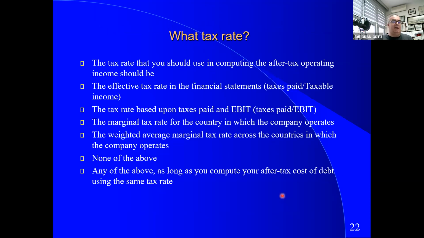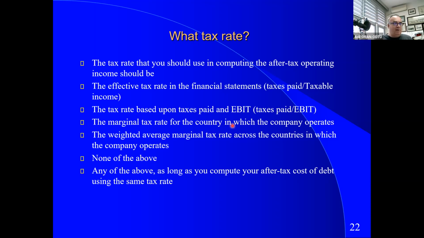Another thing you need to decide on, the tax rate that you need to pay. What should it be? Should it be an average rate? Should it be the marginal rate? Should it be the effective rate? So effective tax rate is basically how much tax you paid over taxable income, or over EBIT.